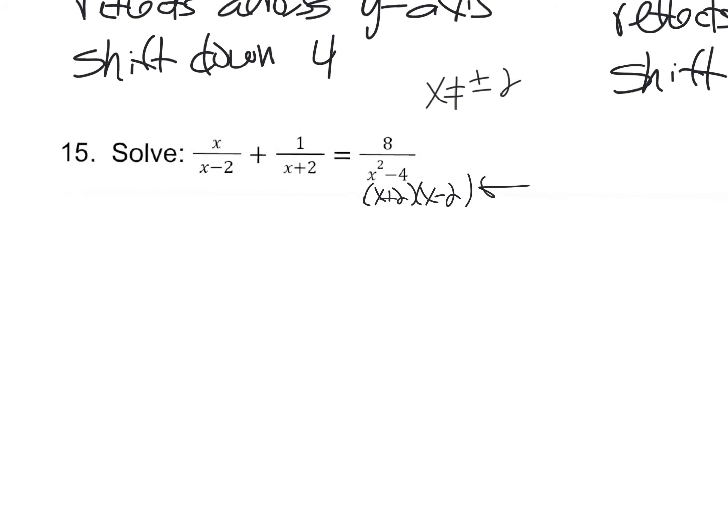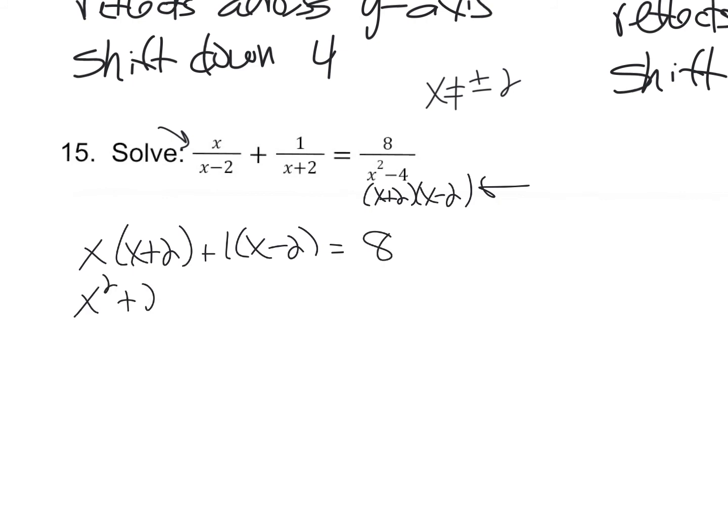What's going to happen is my fractions cancel. The first one, if I multiply by that, the x minus 2's would cancel, leaving me x times x plus 2. My second term, the x plus 2's would cancel, leaving 1 times x minus 2. And the 8, nothing to cancel, so I just get 8. Over here, I'm going to distribute this x, and I still have the 8 over there. So I'm going to move the 8 to the other side and combine some stuff.